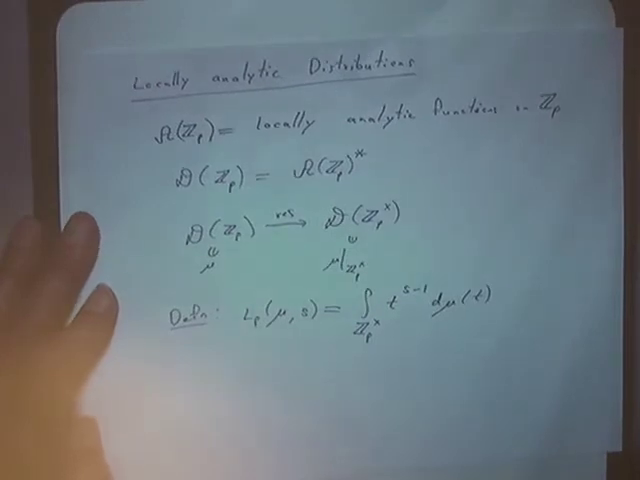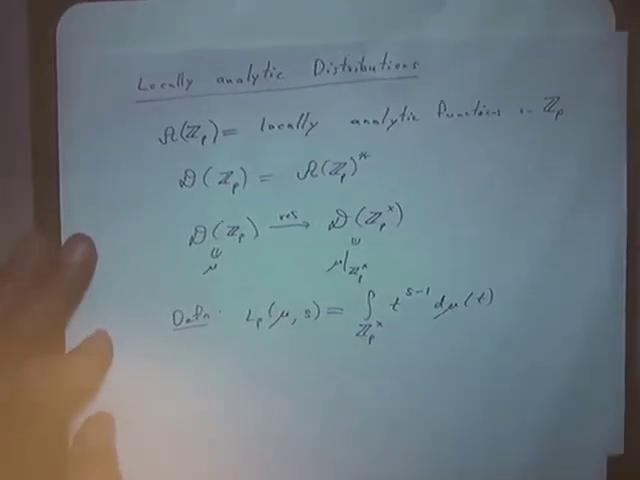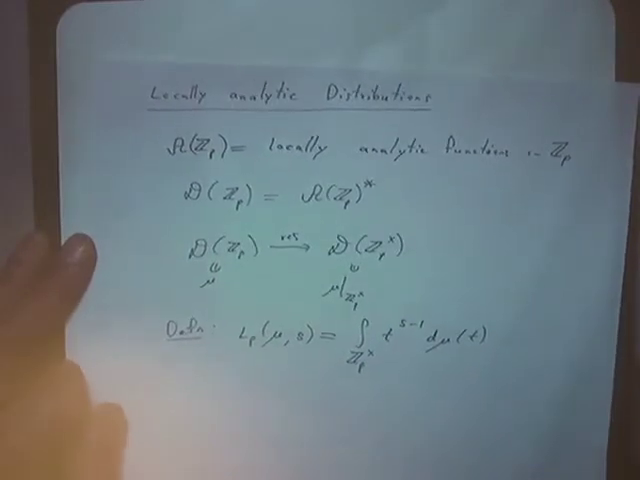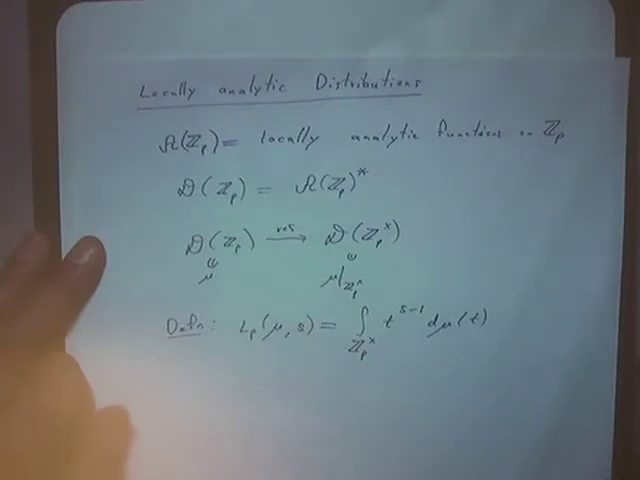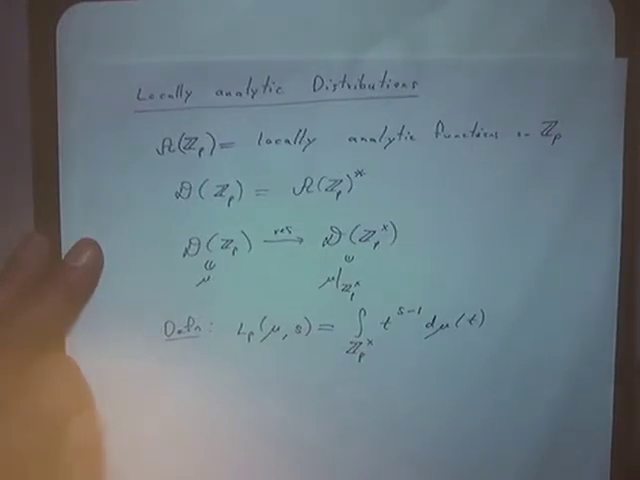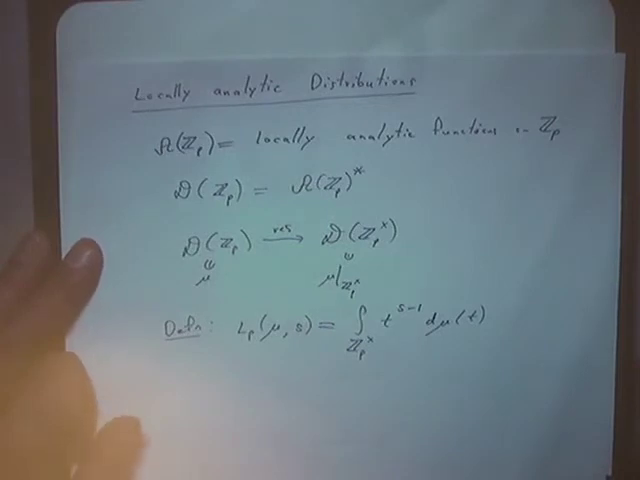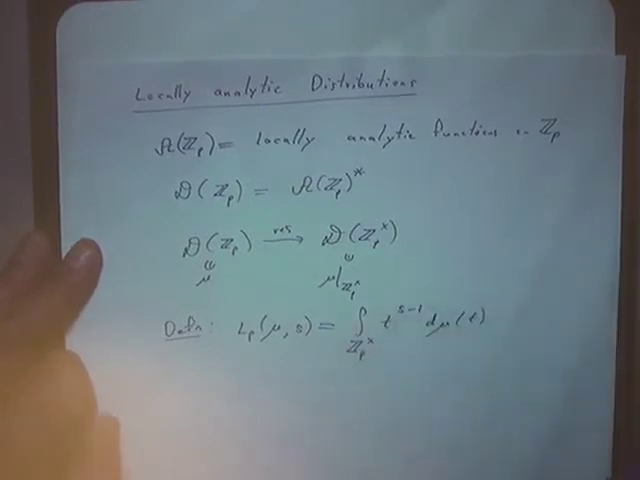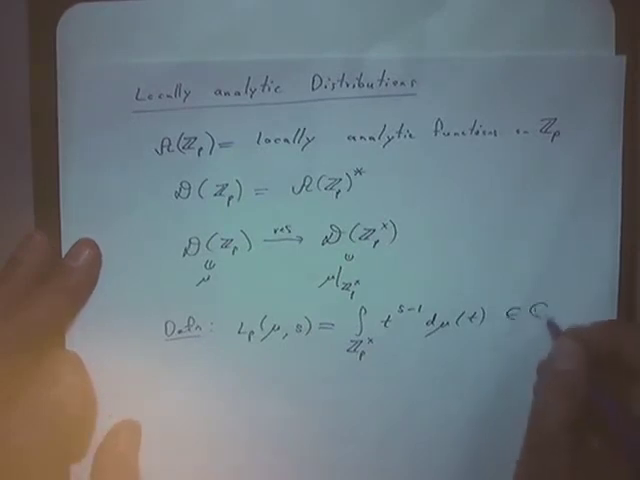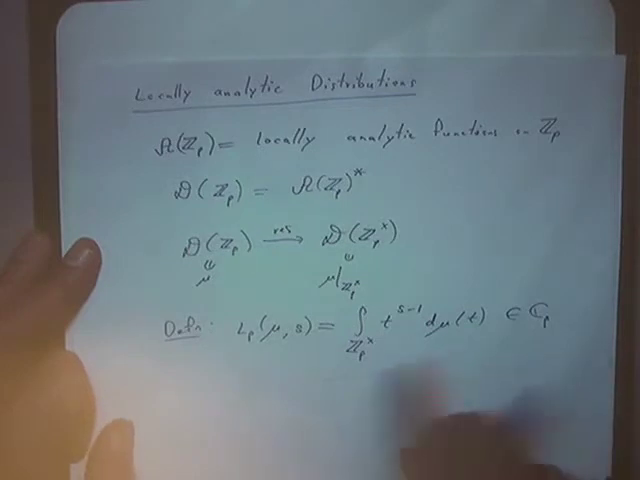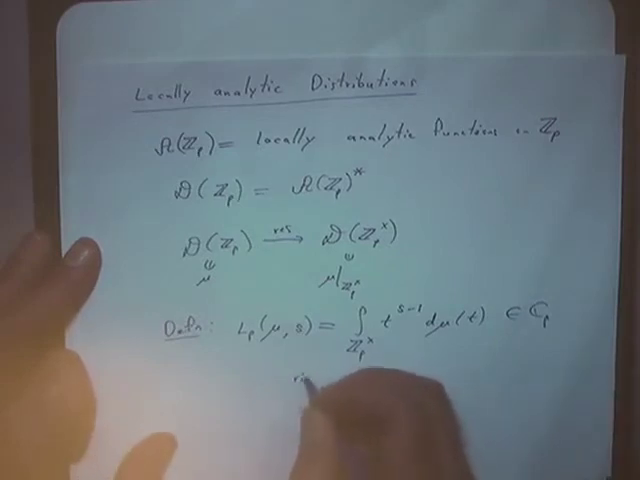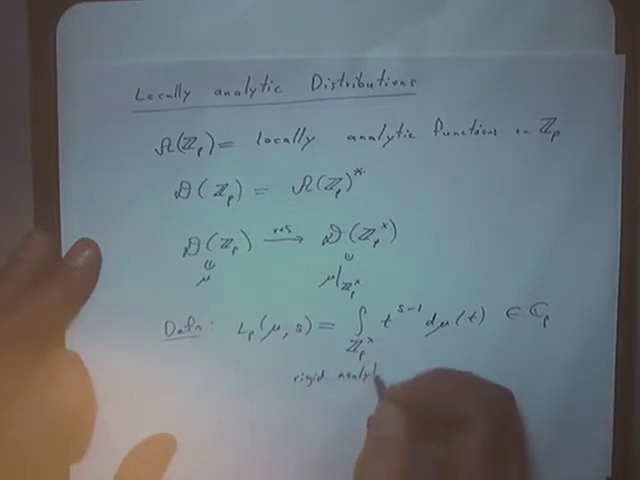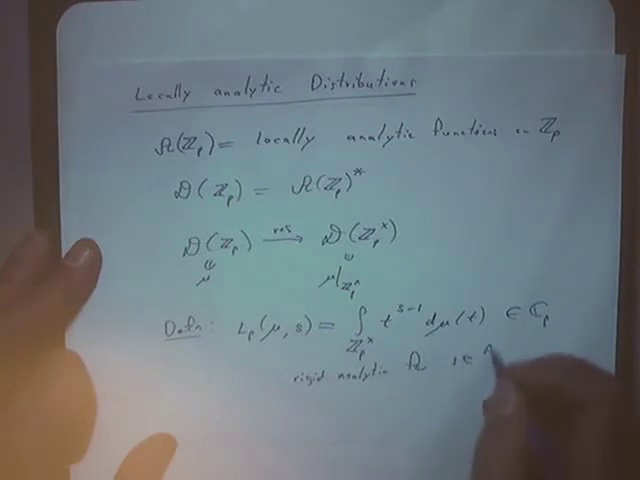The notation is just funny notation. All this integral means is, think about the function T goes to T to the S minus 1. That's a function on ZP that is zero outside of ZP cross, and on ZP cross is T to the S minus 1. It's an example of a locally analytic function, and so mu can be evaluated on it, and that will give me an element of CP. When you look at that carefully, the function of S that you get is rigid analytic in S. And of course, S can be anything in the weight space, any continuous homomorphism of ZP cross.